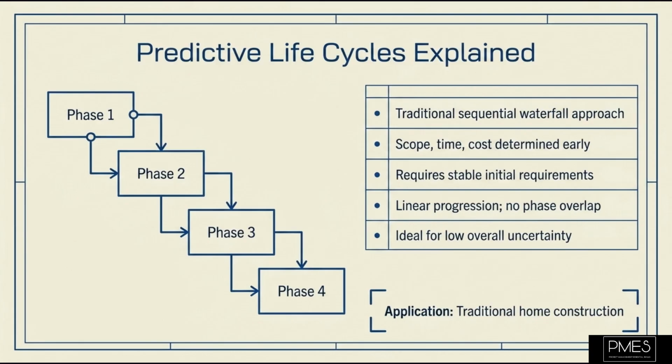Predictive life cycles are best suited for projects where the requirements are stable and well understood, and where there is low uncertainty. Imagine building a traditional house. You need detailed blueprints before you start laying the foundation. Each phase is completed before the next one begins, with minimal overlap.